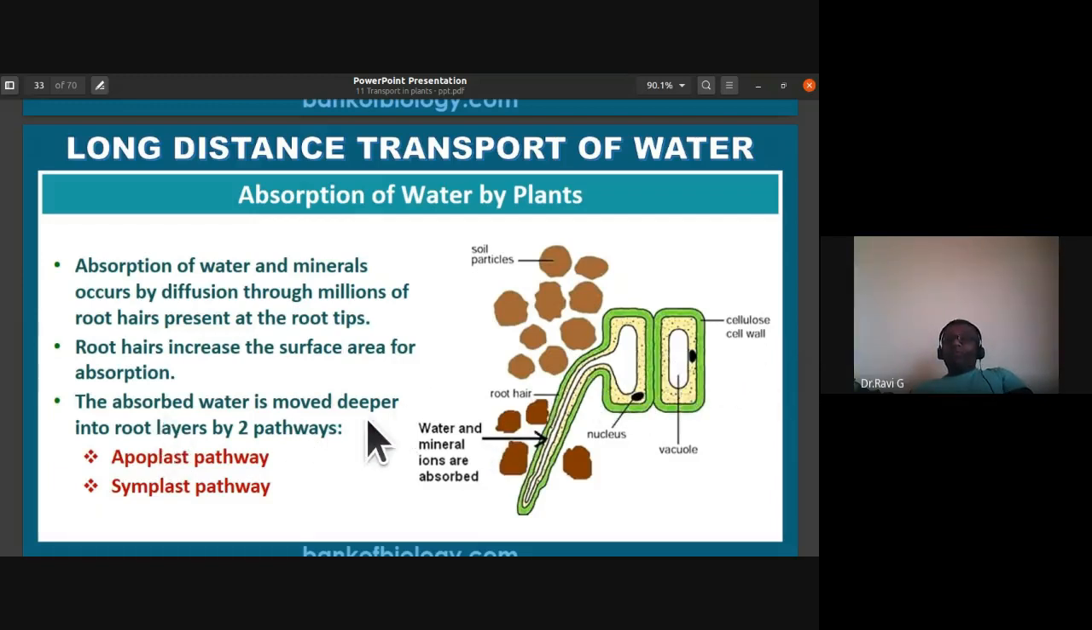Okay, so how is the water flowing through? The absorbed water moves deeper into the root layers by two pathways. One is the apoplast pathway, that is through the non-living components of the cell. The second one is the symplast pathway, which is through the living components of the cell.